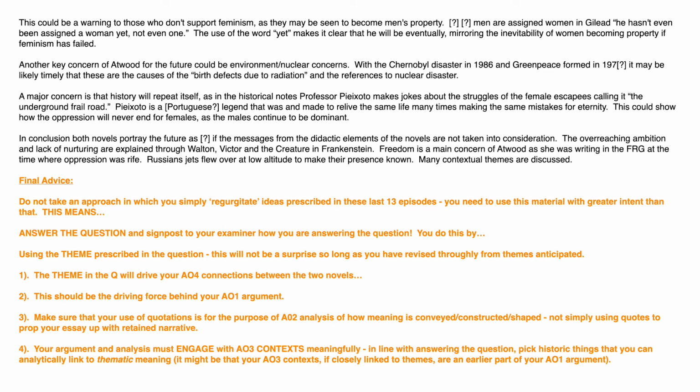The sexist, even he hasn't even been assigned a woman yet, not even one. The use of the word yet makes it clear that he will be eventually, mirroring the inevitability of women becoming property if feminism has failed, perhaps, something like that. I'm having to sort of make it up.